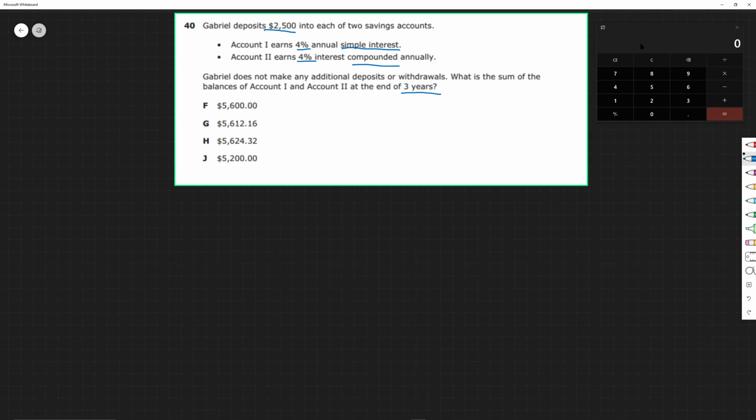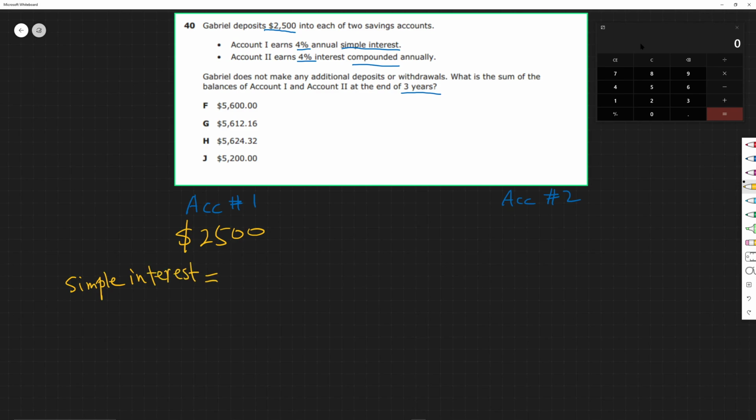So let's write down account 1 and account 2. Okay, let's take a look at account 1 first. Gabriel deposits $2,500 at the end of 3 years. It's a simple interest. How much interest will he earn at the end of 3 years?